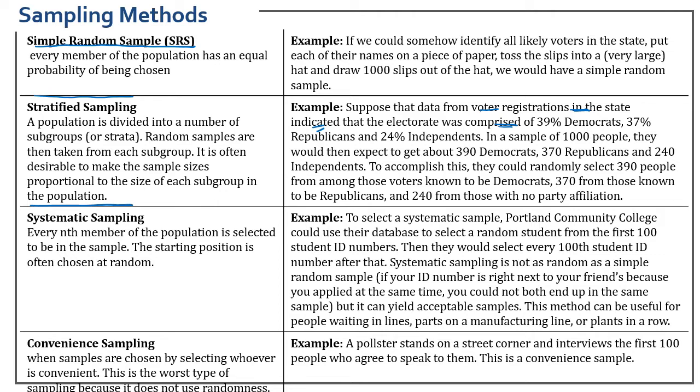Convenient sampling is when samples are chosen by selecting whoever is convenient. This ends up being the worst type of sampling because it doesn't use randomness. And sadly, this is used a lot when people are trying to manipulate data. So for example, if someone was just standing on a street corner and interviews the first 100 people who agree to speak to them, that is a convenient sample. So this is really convenient to the researcher, but that doesn't necessarily mean that you're getting a good idea of the whole population, because the only people that will talk to you are the people that are willing to talk to you, not necessarily the whole population.